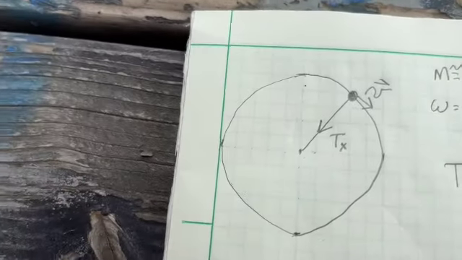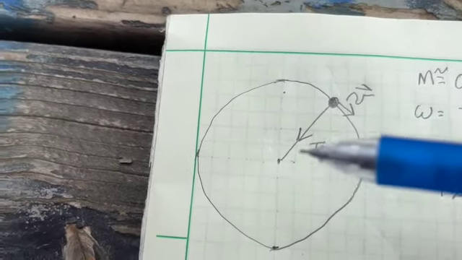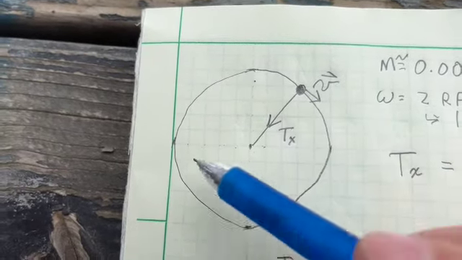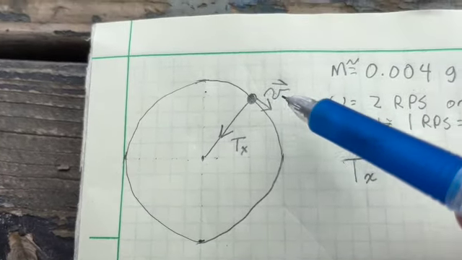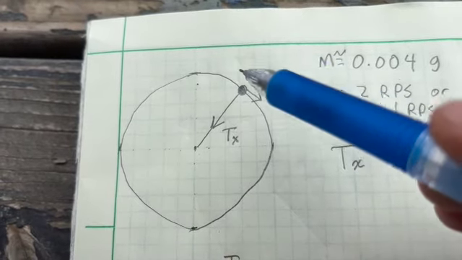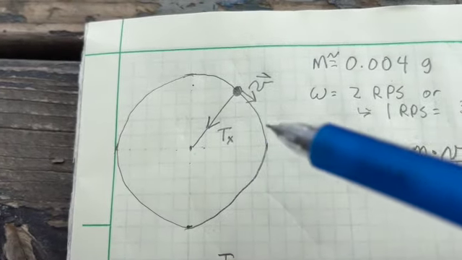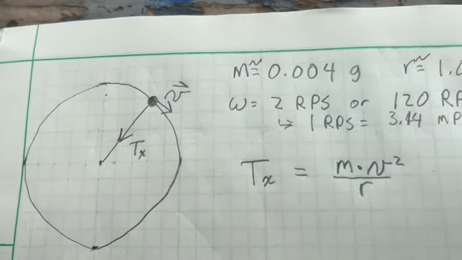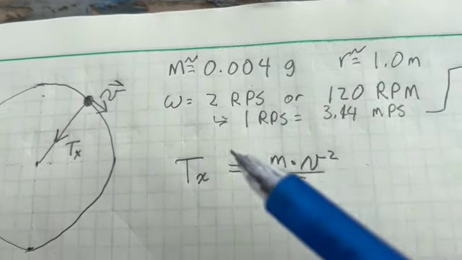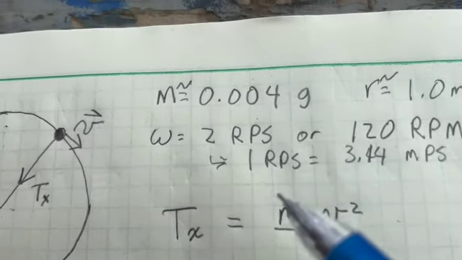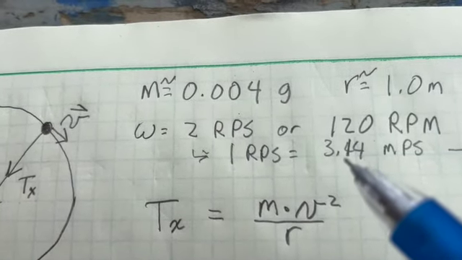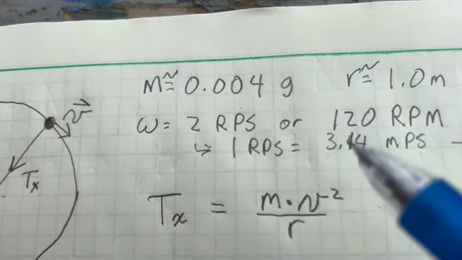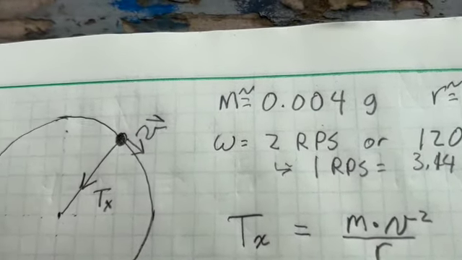So this is a model of our system, right? We have this tension right here that's pulling this ball right here that has some velocity right here. It's going around here. Now we're told that it's angular, it's 2 revolutions per second or 120 revolutions per minute. 1 revolution per second equals 3.14 meters per second. So 1 revolution per second, 3.14 meters per second.